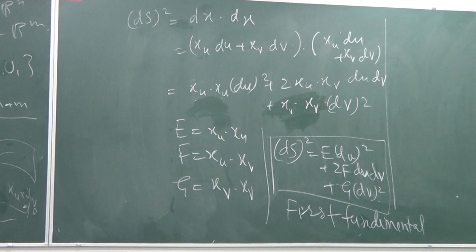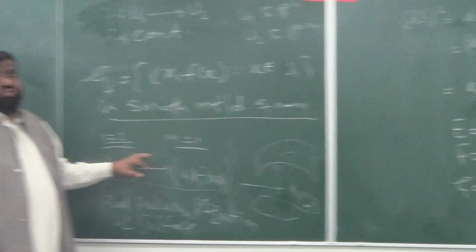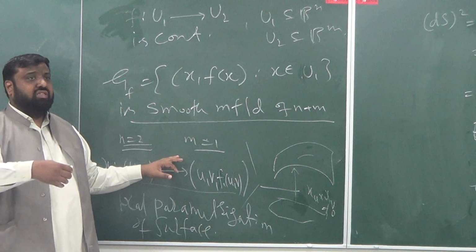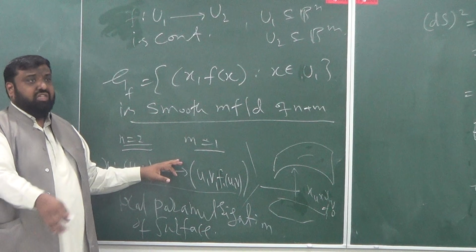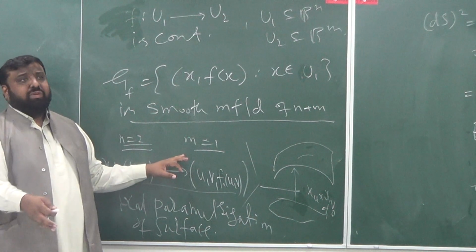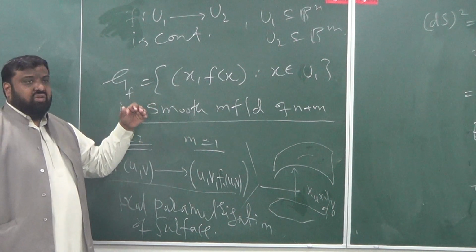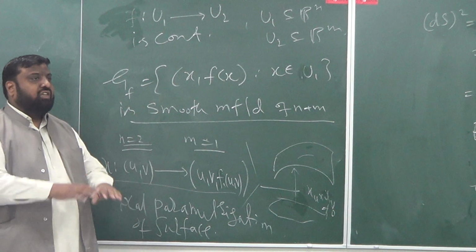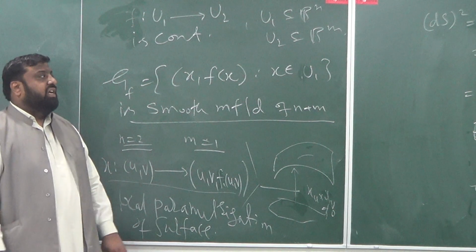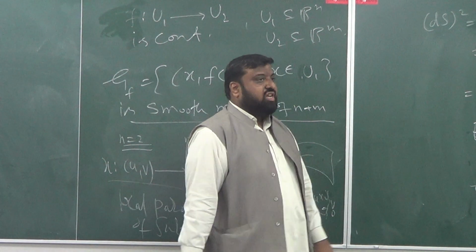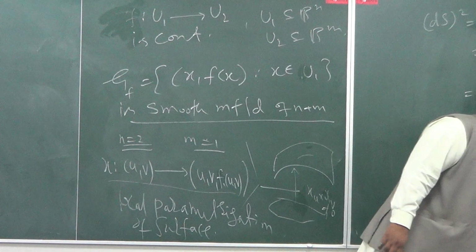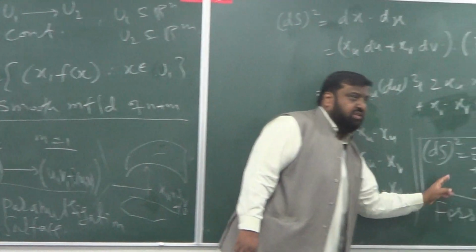Now obviously every surface has a different parameterization. We know that sphere has a different parameterization, torus has a different parameterization, cylinder has a different parameterization, ellipsoid has a different parameterization. So all these surfaces are defined through certain functions actually, and they have different parameterization. So these E's and F and G's will change. So in other words, this formula would change for every surface.